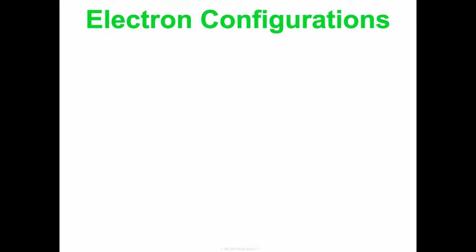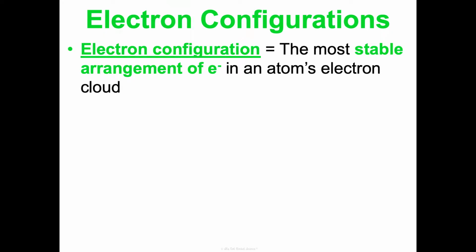So what do these configurations mean? The electron configuration is the most stable arrangement of electrons in an atom's electron cloud. So we're trying to figure out the most likely arrangement of where these electrons are going to be. Electrons tend to do what makes them the most stable, so we're going to make predictions about where the electrons are.